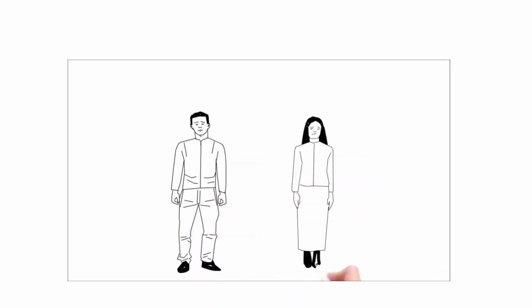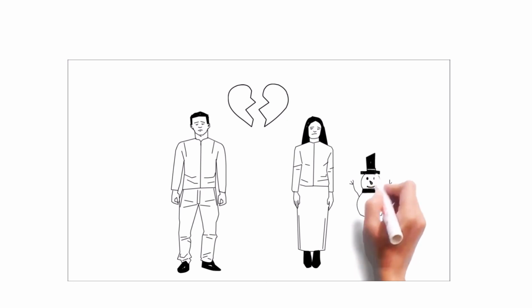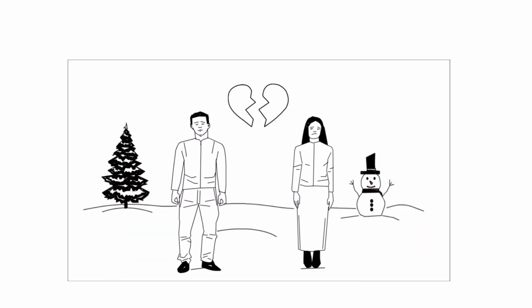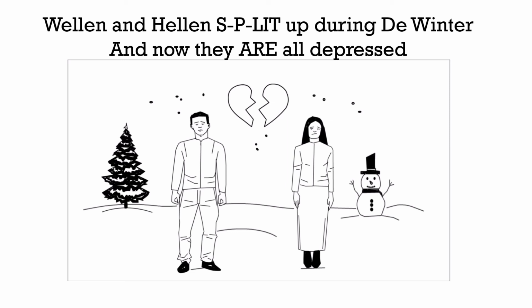We will use this season to help formulate our mnemonic for remembering EKG findings beyond ST elevations and depressions. Wellen and Helen split up during the winter, and now they are all depressed.